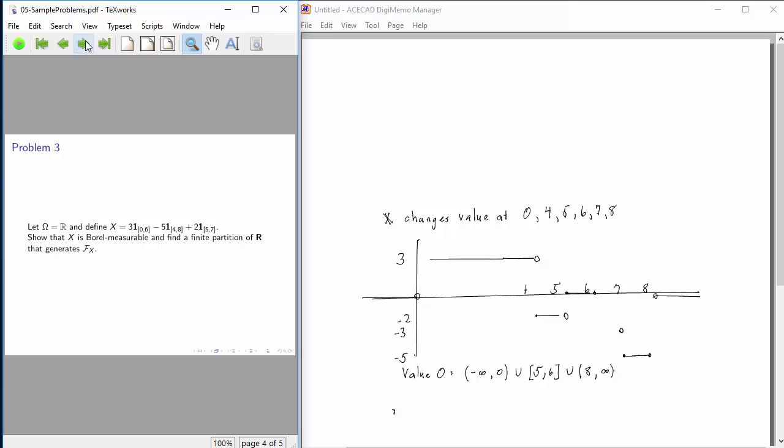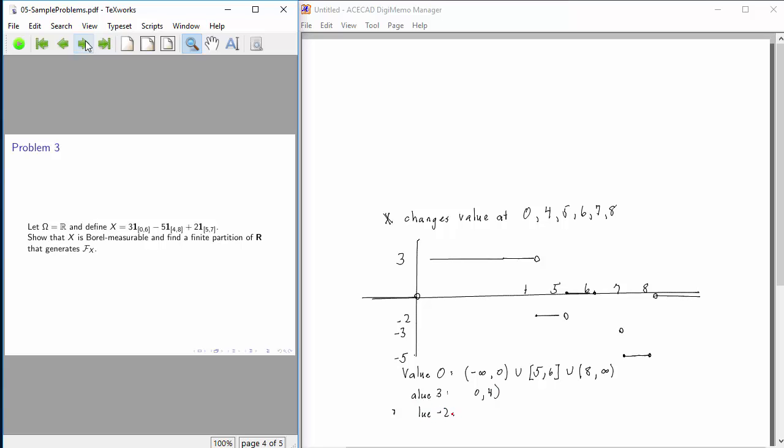And this is the set that belongs in the partition, not its individual components, because all I know is the payoff. I can't distinguish whether I got 0 because the number was negative, because it was greater than 8, or because it was in between 5 and 6. Then I've got 4 other values. I get the value 3 from the interval from 0 to 4. That's a Borel set.